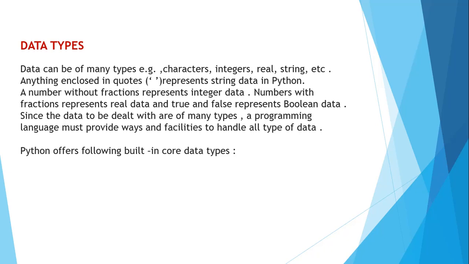That I have discussed earlier also, that it can be character, it can be integers, real, string, etc. Don't worry if you are not aware of these terms earlier, you will get used to them by and by. So it can be character. Character means a single alphabet. If you are writing a, b, c, d, these types of things are under characters.